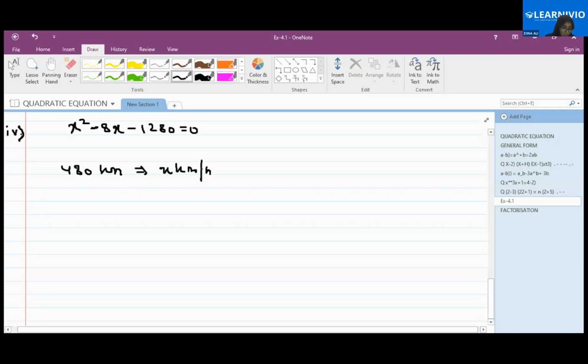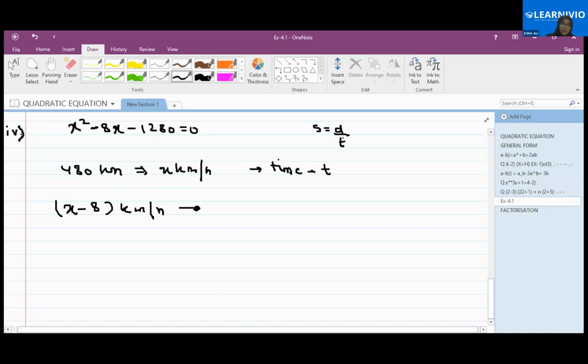Now if the speed was 8 kilometers less, that means x minus 8 kilometers per hour, for the same distance, how many hours would this take? Let's say it takes time t. If this takes time t, what is the formula of speed? Speed is distance upon time.